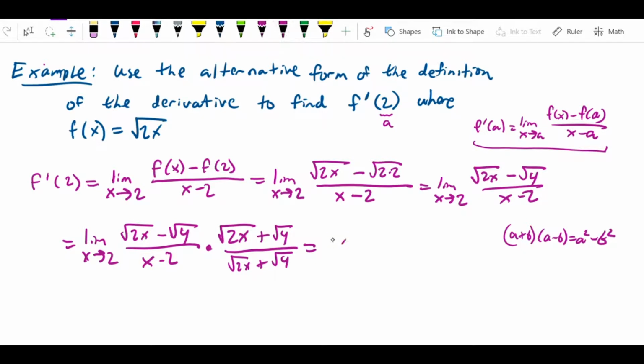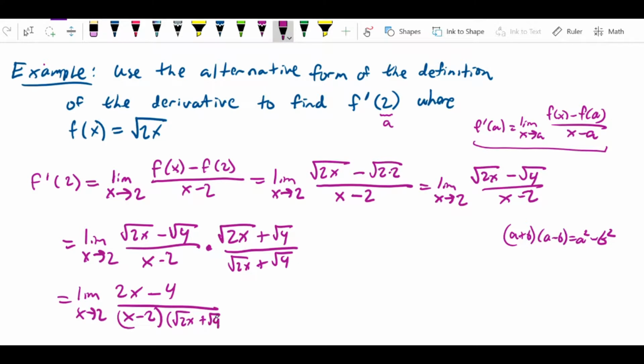So this is going to equal the square root of 2x times the square root of 2x, which is 2x. I'm going to use the next line because I want to make sure I can get the limit in here. The square root of 2x times the square root of 2x is just 2x. The square root of 4 times the square root of 4 is just 4. And on the bottom we have x minus 2. I need to multiply in this expression down here, the square root of 2x plus root 4.